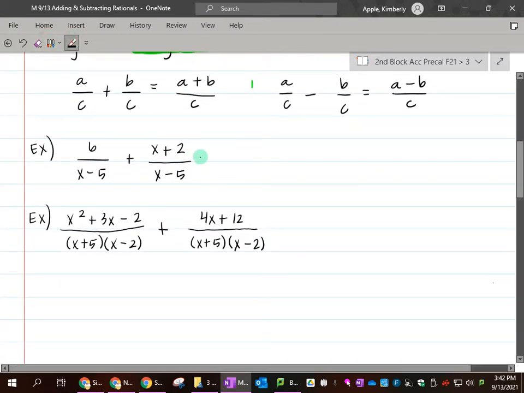So notice in the first example that both of these have the same denominator. And so we're just going to bring that over and we can just combine the numerators according to this operation, which in this case is addition. So that's 6 plus x plus 2. And so finishing that up, we're just going to combine like terms on the top, and that's going to be x plus 8. And we're all done with that one.